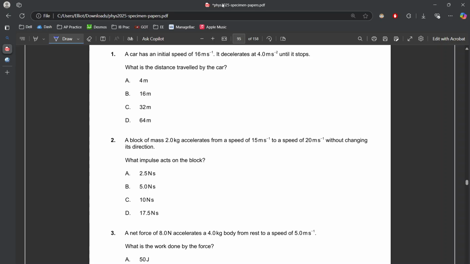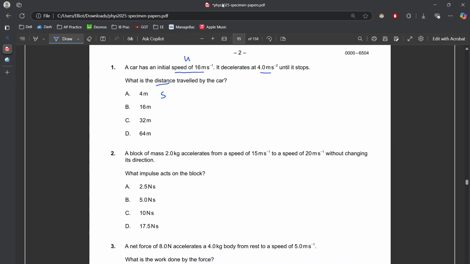Starts with kinematics. It's nice. Okay, so we want to find distance, and we have a change in speed. So let's name all our variables. It's probably the first thing to do. So u is equal to 16 meters per second. Acceleration is equal to -4 meters per second squared. You can see because it decelerates, it's in the opposite direction of the speed. That's what that means. And then until it stops, so this means that your final velocity is equal to 0 meters per second.